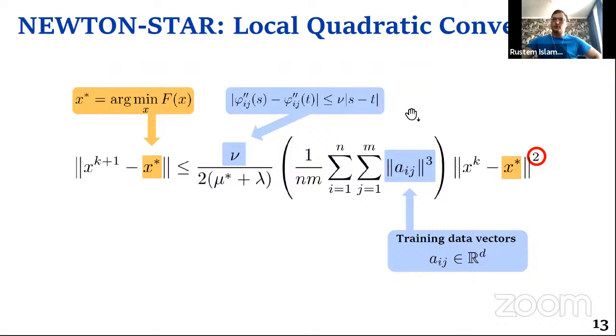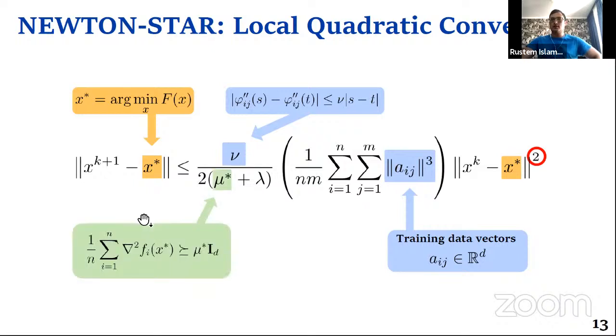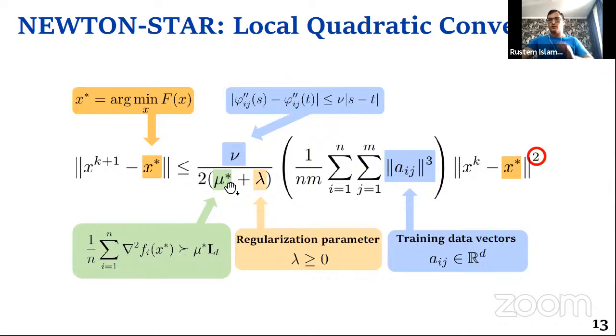And we have proved, of course, a local quadratic convergence rate for this method. So it means that we use only one Hessian, but we do not lose any property of Newton's method. We still have a quadratic convergence rate. Here we assume that the Hessian at the optimum is lower bounded by mu star times identity, and the sum of mu star plus the regularization parameter lambda should be positive.